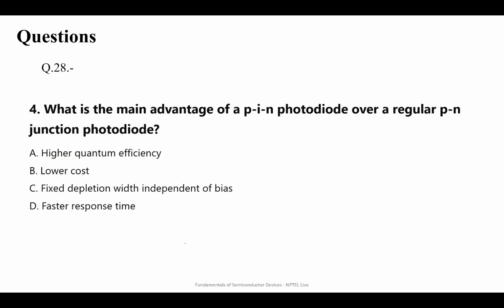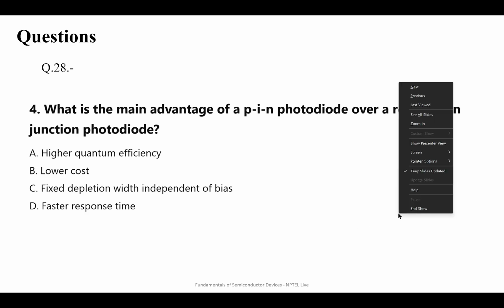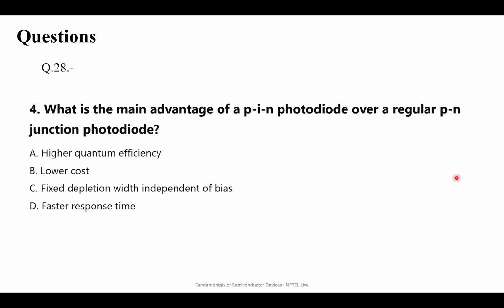What is the main advantage of a PIN photodiode over a regular PN junction photodiode? Higher quantum efficiency, lower cost, fixed depletion width independent of bias, or faster response time. Sir, is this higher quantum efficiency? The answer is faster response time.